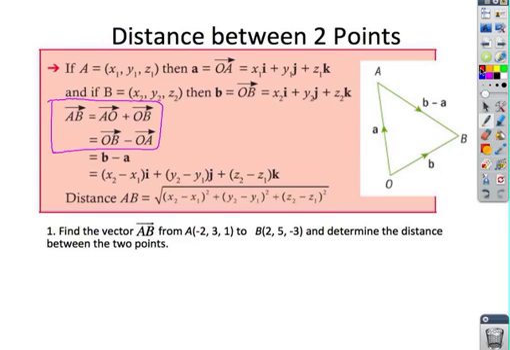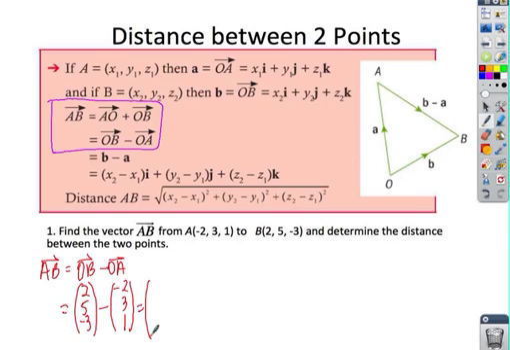So for the first question here, find the vector AB between these 2 points. Very common first question on the IB exam. And so the vector AB can be expressed as OB minus OA. And put in their position vectors, which is just converting the ordered triples into position vectors. So we have (2, 5, -3) minus OA, (-2, 3, 1).